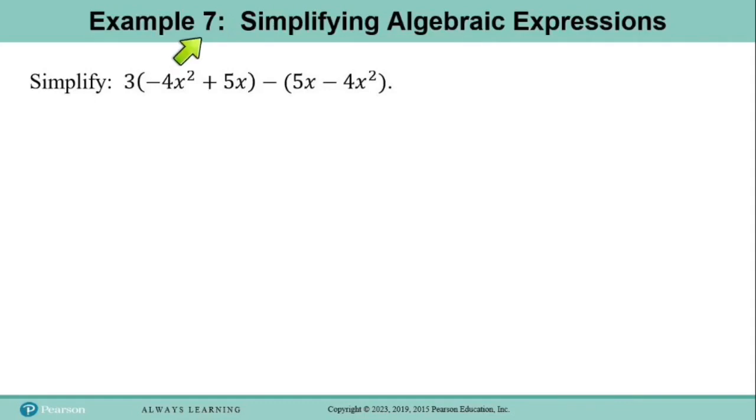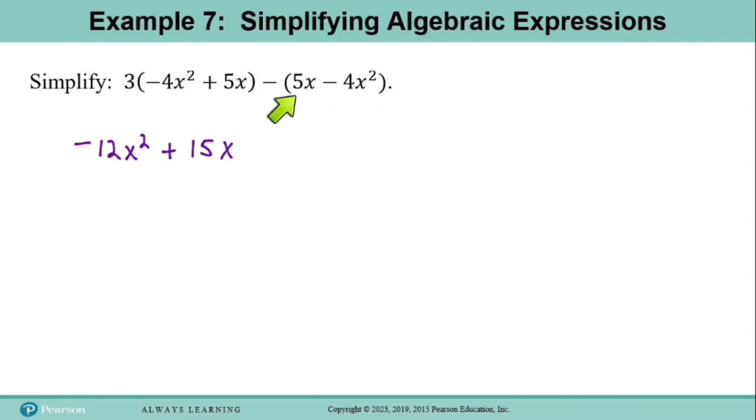So this is example 7, and it says simplify the expression 3 times parentheses negative 4x squared plus 5x, close the parentheses, minus open parentheses 5x minus 4x squared, close parentheses. So in order to simplify this, again, just like the last example, we'll need to distribute to remove both sets of parentheses. So we'll distribute the 3 through this first set. So 3 times negative 4x squared is going to be negative 12x squared. Then we'll have a plus 3 times 5x is going to be 15x.